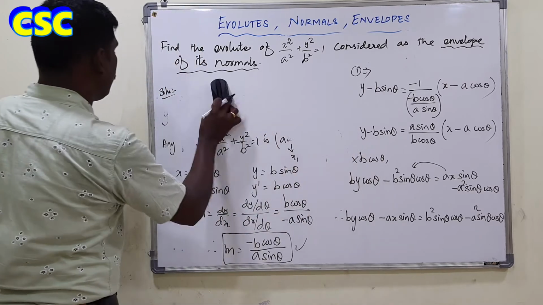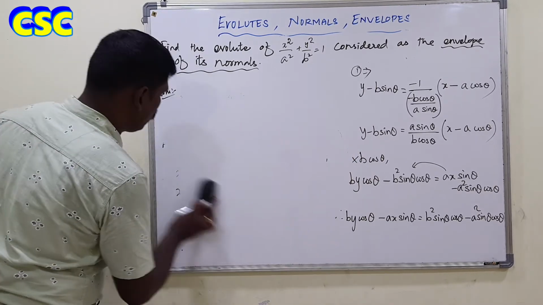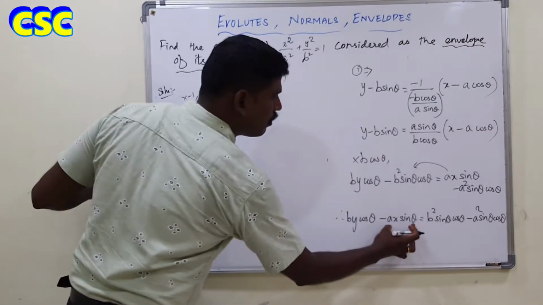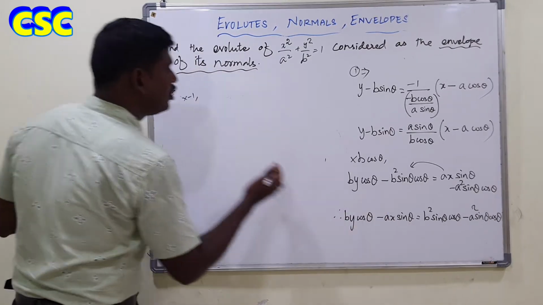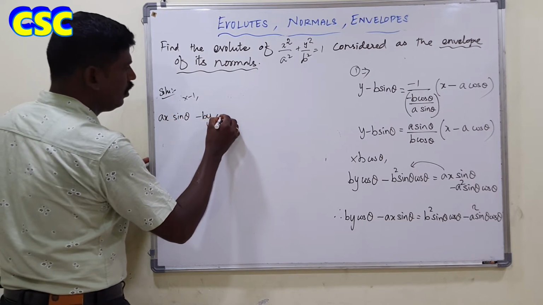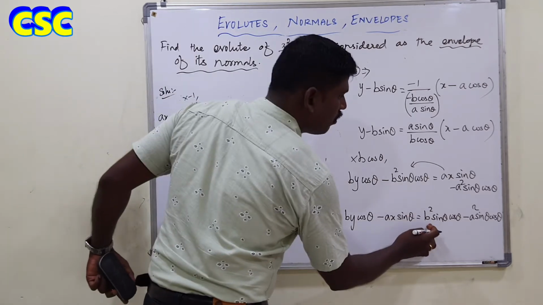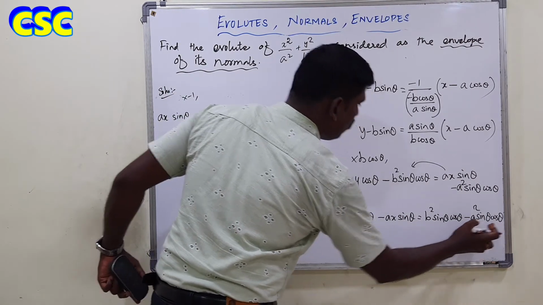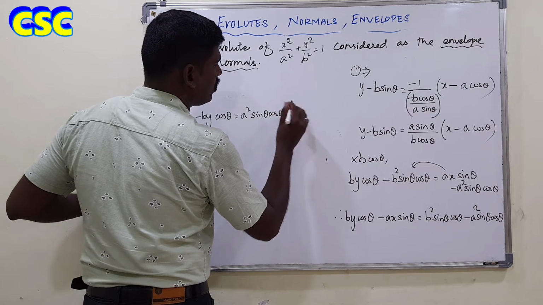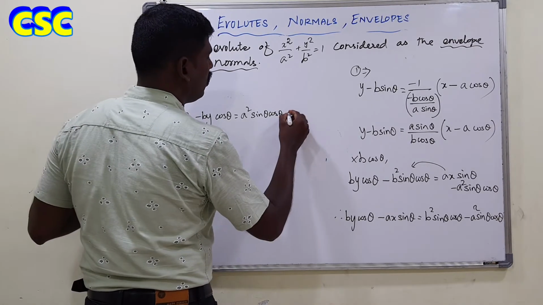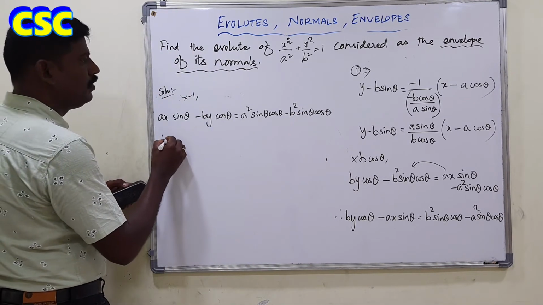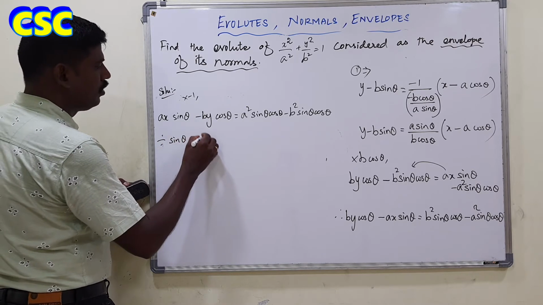To write it in general form, I am going to multiply by minus 1. Okay. What you will get? So this becomes plus, this becomes minus. So I write the positive term at first. So ax sin theta minus by cos theta equal to, this becomes minus, this term becomes plus. So I am going to write down the positive term at first. So a square sin theta cos theta minus b square sin theta cos theta. So now I am going to divide it by sin theta cos theta. So what you will get?